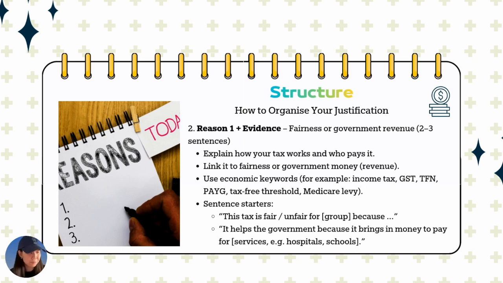Or "It helps the government because it brings in money to pay for these services." For example, you can say, "This tax is fair for high income earners because they can afford to contribute more," right? So in reason 1, think: who pays, how does it affect fairness or government revenue, and what evidence can I give?